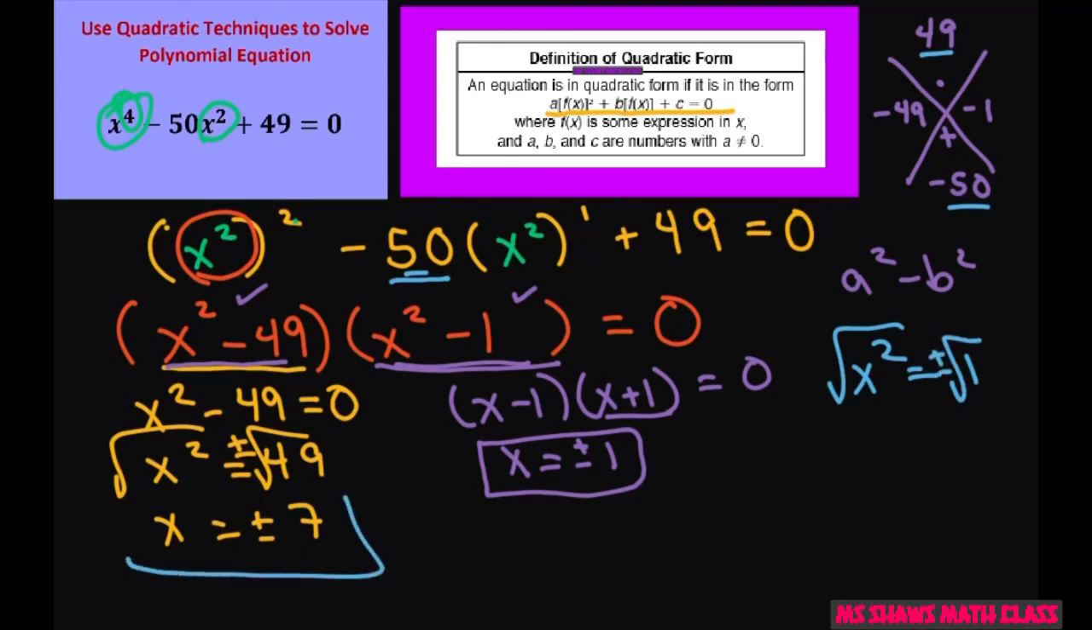So these are our four solutions: x equals plus or minus 7 and x equals plus or minus 1.